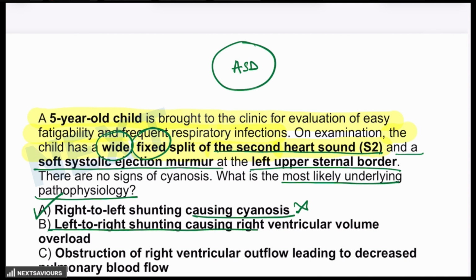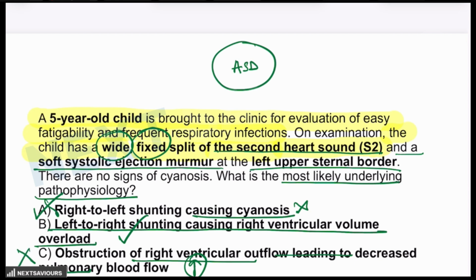So obviously, this option is ruled out. Left to right shunting causes right ventricular volume overload. This is the correct answer for this particular question because it is the basic pathophysiological mechanism behind the atrial septal defect. Now, obstruction of the right ventricular outflow leading to decreased pulmonary blood flow. You see, there is no obstruction in ASD. Instead, there is increased pulmonary blood flow rather than decreased pulmonary blood flow. So, this option is also incorrect.